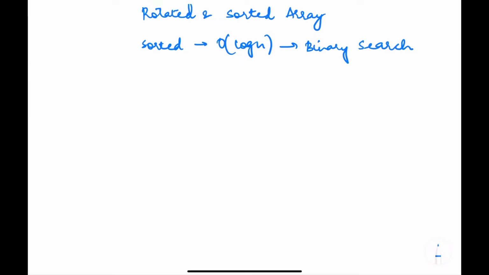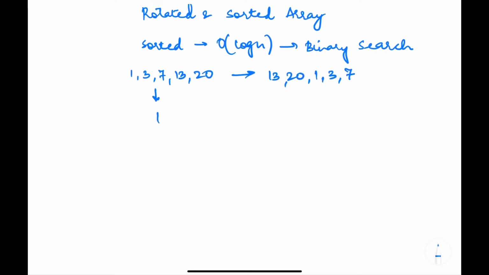So there are two approaches to solve this problem. Let's start one by one. I'll take an example. First I'll explain what I mean by a rotated array. Let's say this is your array, and if it has been rotated by 2 points or 2 indexes, how will it look? So it would be something like this. So we have shifted the elements by 2.